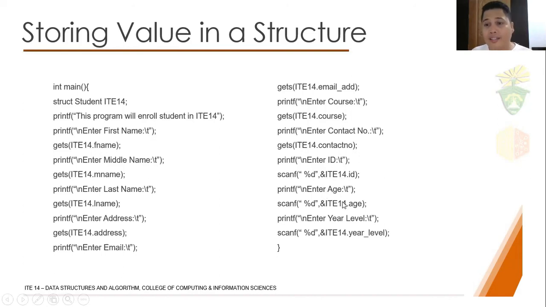Next, printf enter age of our student. So scanf, then %d, comma, ampersand IT14 dot age. Okay? So meaning this is the same as the way you store in your array, then you have the basic data type. So there are not many changes. It's the same, just a few small changes. Then enter year level, scanf, %d, ampersand IT14 dot year level.